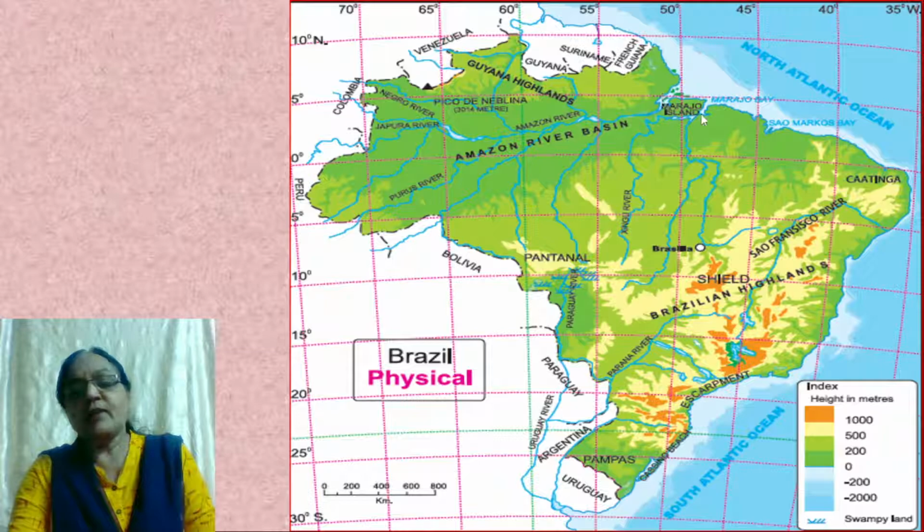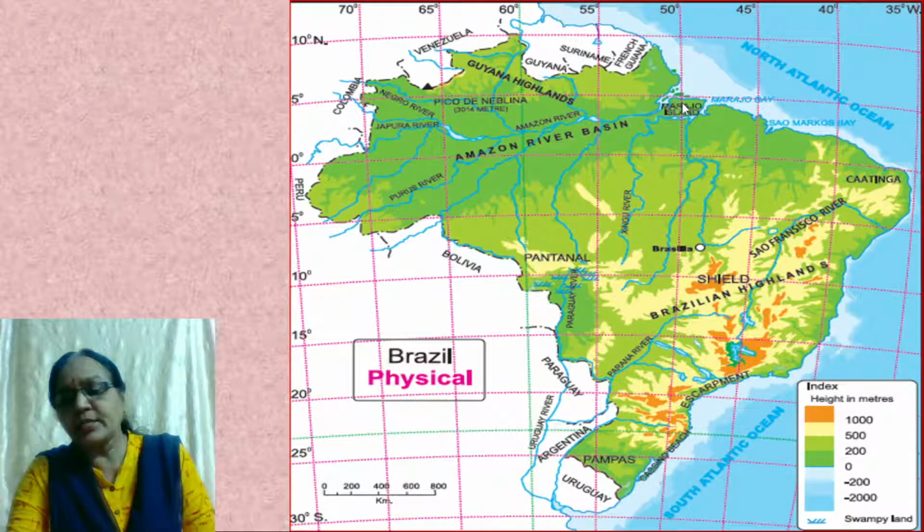Then we have the small island here, that is Marajó Island. This is a river island. It formed as a result of deposition. Then we have the bay here, this is São Marcos Bay, then Marajó Bay.